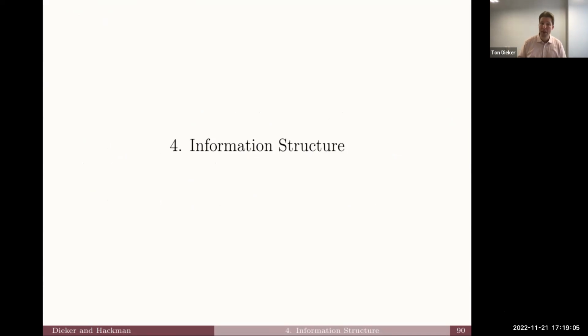The next section is about a generalization of the decomposition approach, which we call information structure. There's a lot to say about this, and these couple of slides really just serve as an advertisement of this topic. The motivation for this topic is that the decomposition approach imposes a lot of independence, and it might not always be appropriate to impose that much independence for every single model you may want to build.